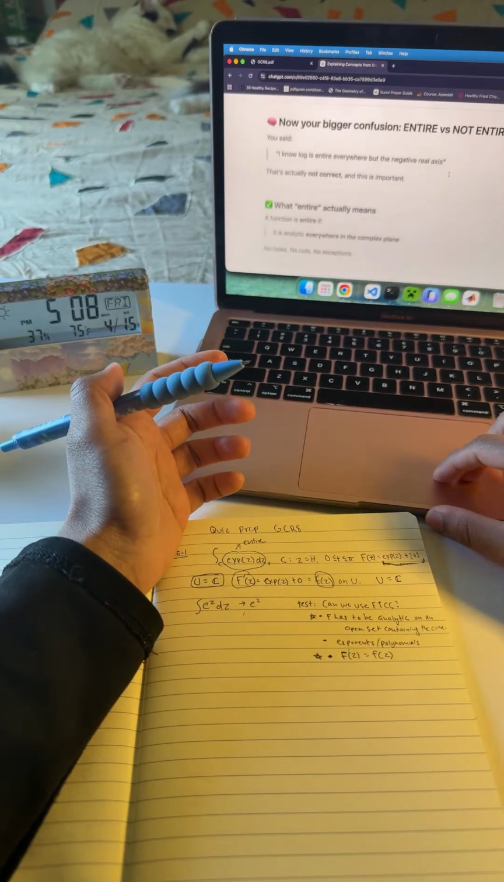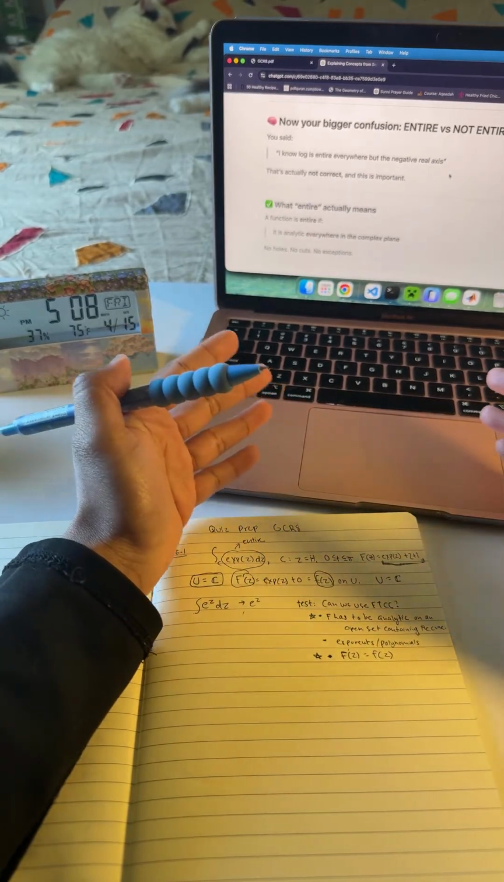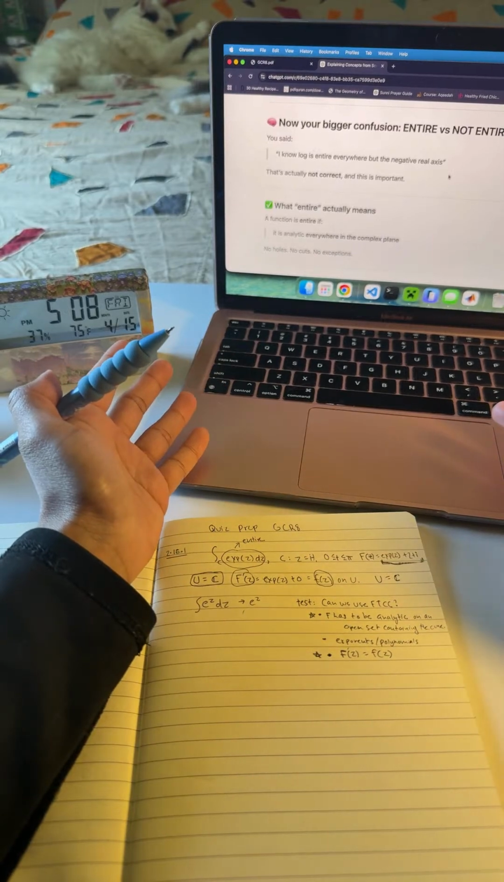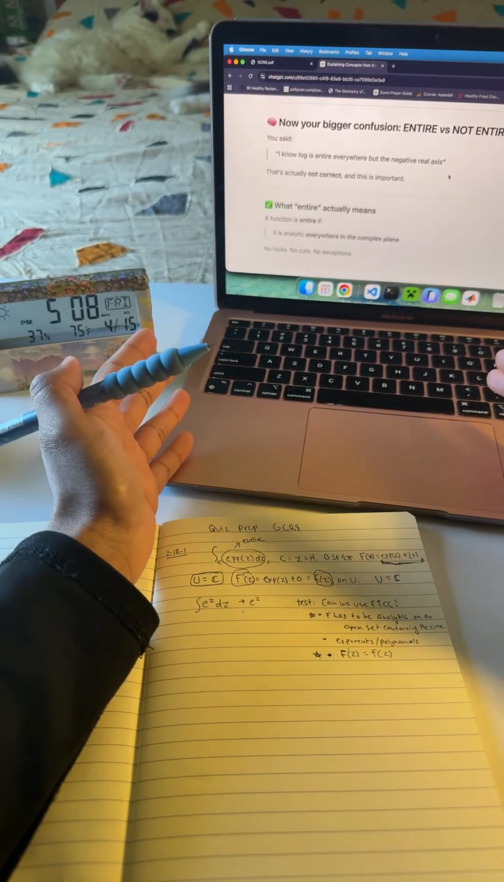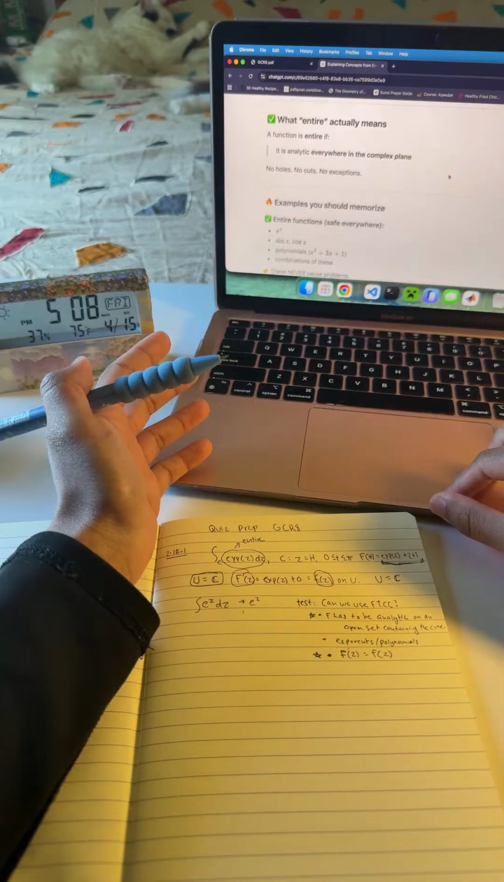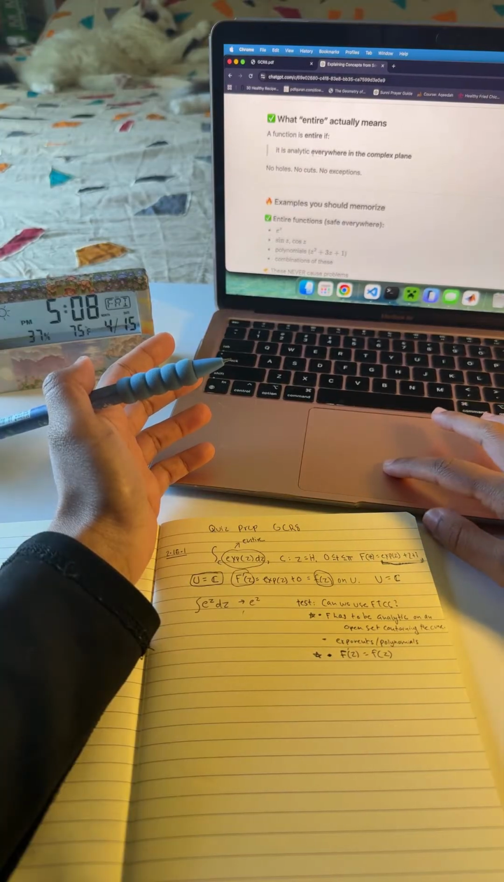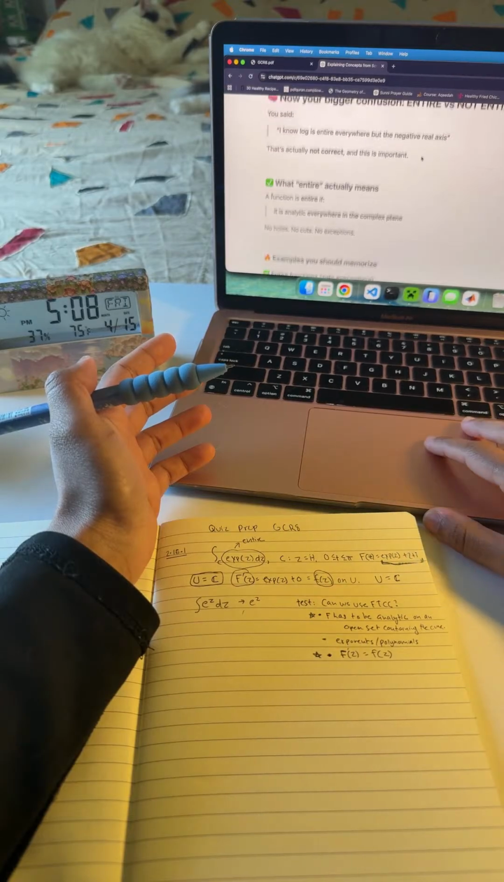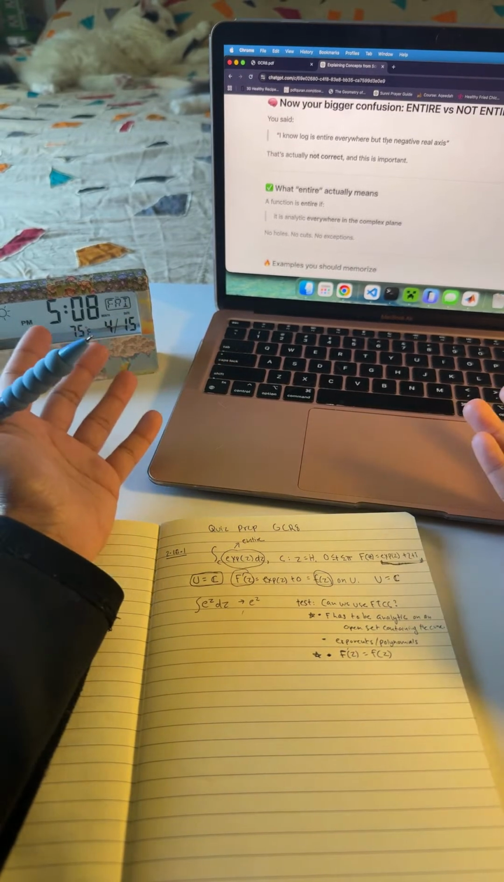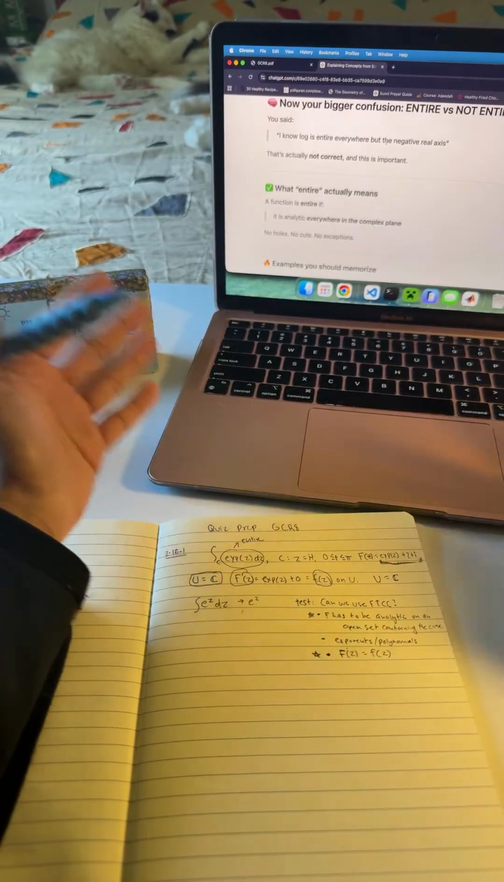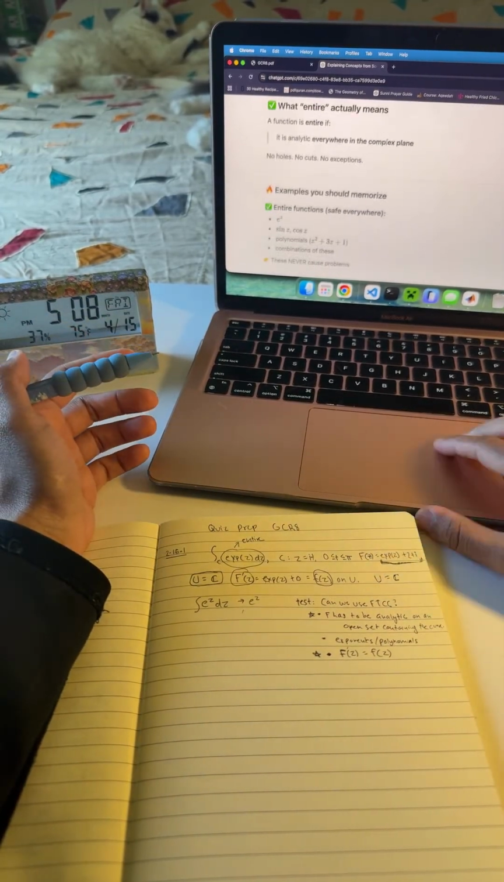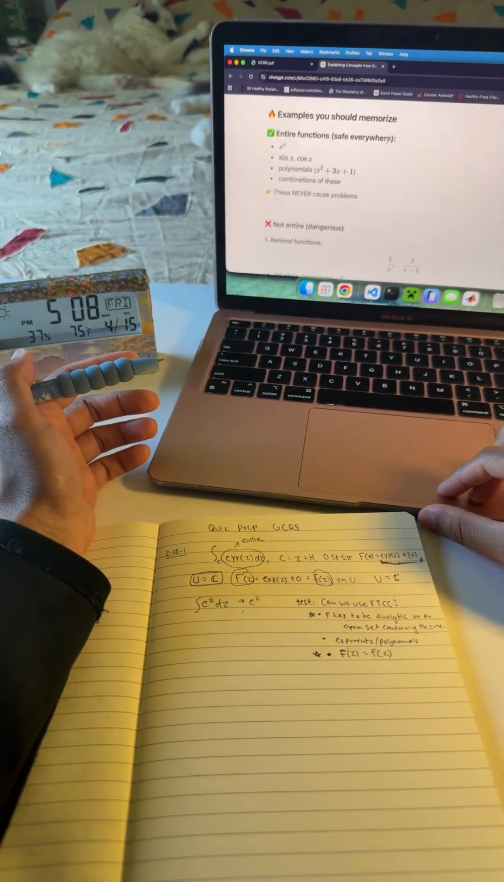Now your bigger confusion is entire versus not entire. You said, I know log is entire everywhere but the negative real axis. That's actually not correct. It's important, right? Entire actually means entire everywhere. I said but the negative real axis, I didn't say it's entire. Okay, I'm just, yeah, trying to explain.